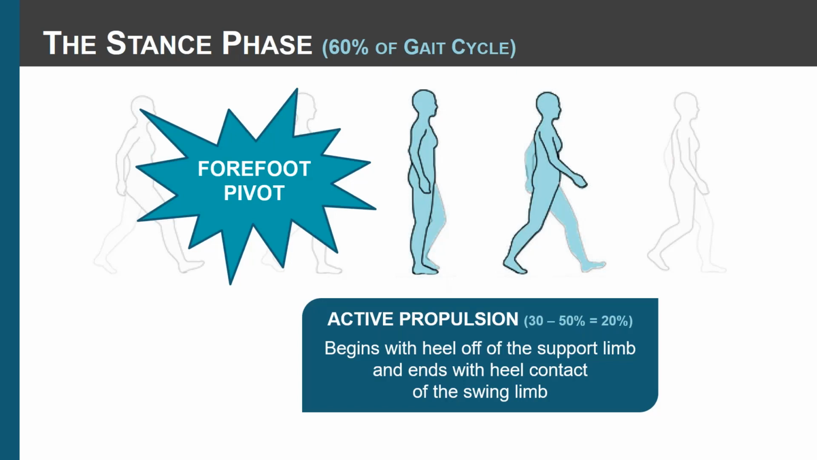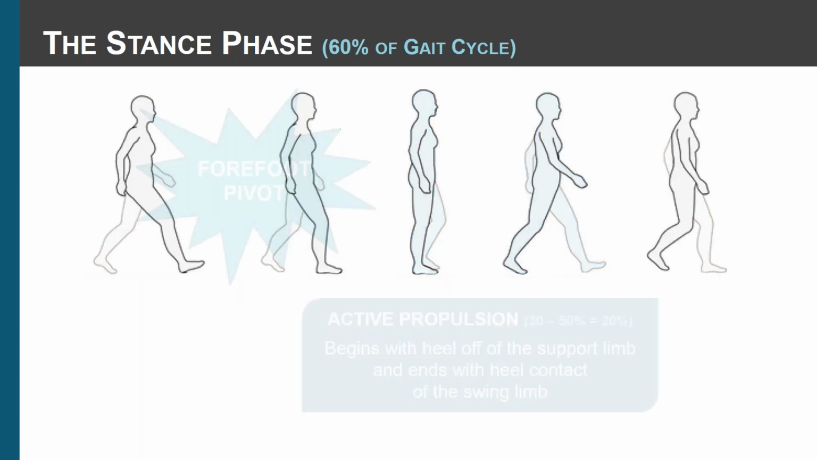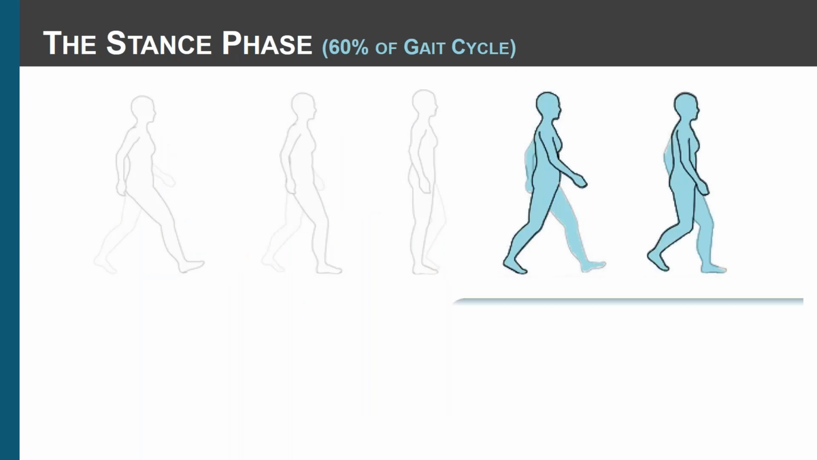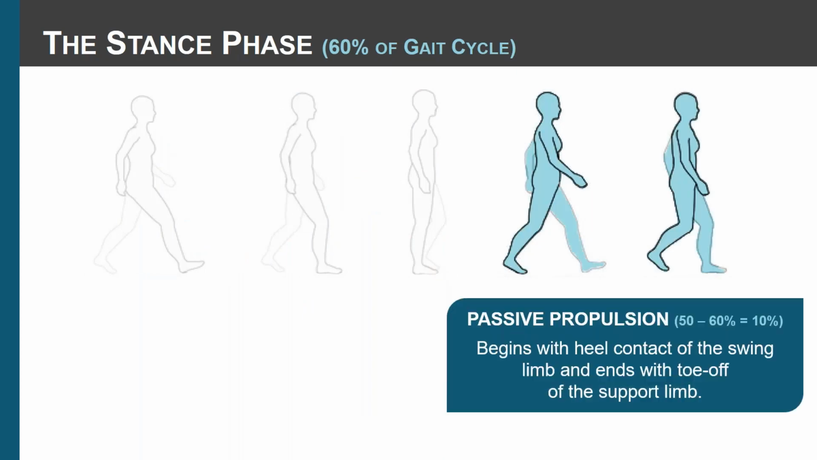The final phase is more of a passive phase. It's called the passive propulsion, 10% of the total stance phase, and begins with heel contact with the swing limb and ends with toe off of the support limb. The weight is already transferred for the most part to the opposite limb, and momentum is mostly doing the work at this point, pulling the stance limb off the ground.